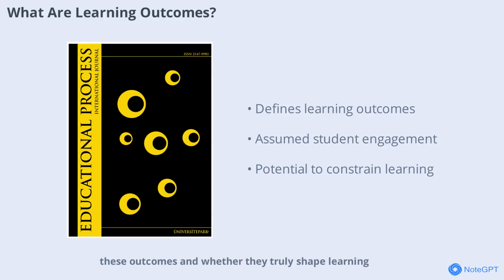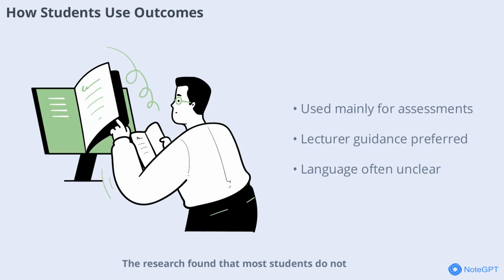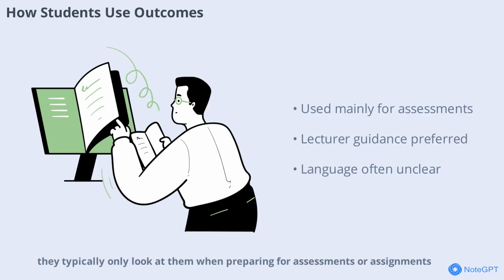truly shape learning. Research found that most students do not refer to learning outcomes in their everyday learning. Instead, they typically only look at them when preparing for assessments or assignments. Out of 20 students interviewed, none used learning outcomes regularly in daily study, but 13 did consult them when working on assessed tasks. Many students rely more on their lecturers' explanations than on the formal outcomes themselves.